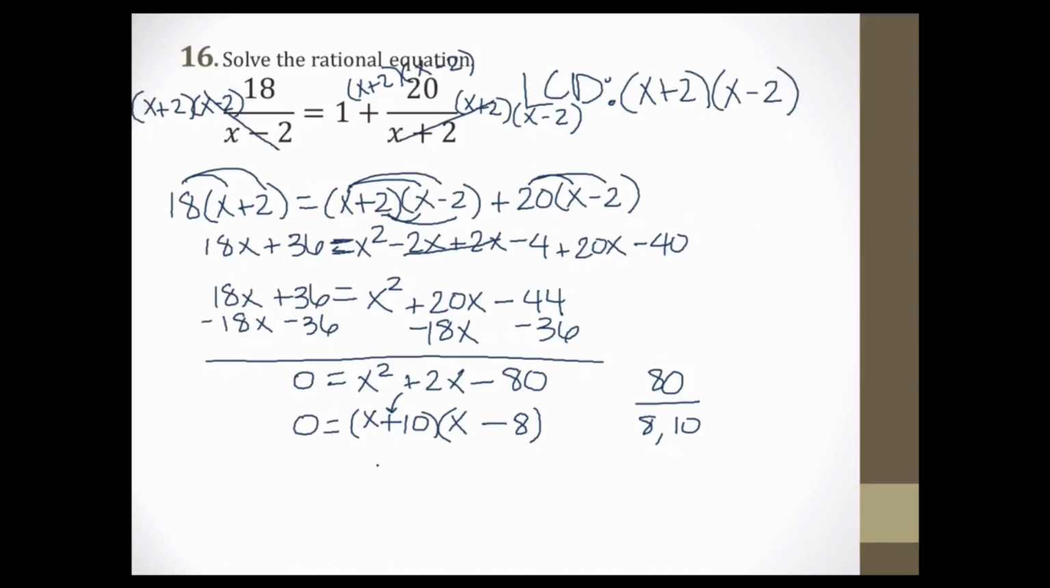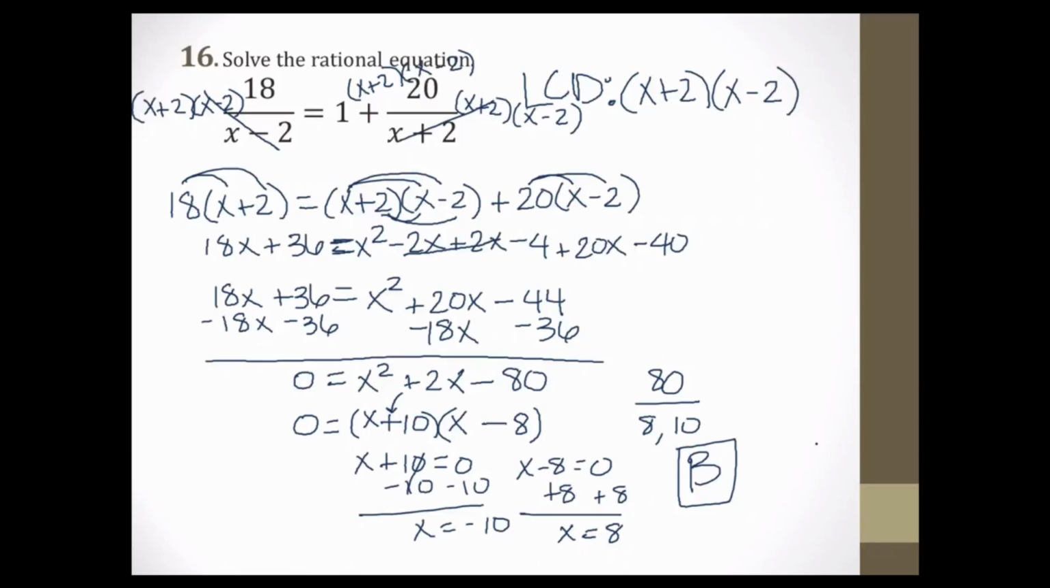So those are my factors. And then I'm solving, so I'm going to take each factor, set it equal to 0, and solve. So if I subtract 10, I have x equals -10, and then if I add 8, I have x equals 8.